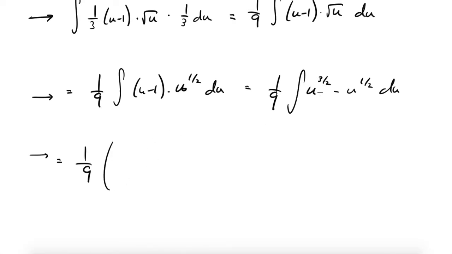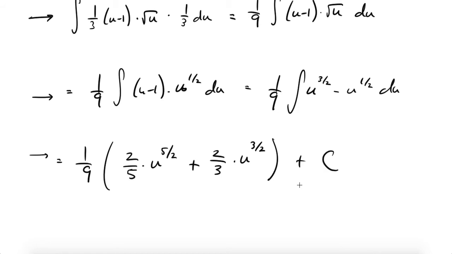When I anti-differentiate this, remember I add 1 and then divide by the new power. So if I add 1, I'll get 5/2, and then if I divide by 5/2, that's like multiplying by 2/5. And then similarly here, if I add 1, I get 3/2, and if I divide by 3/2, that's the same as multiplying by 2/3. And then of course I have to add my constant of integration because this is an indefinite integral, meaning I did not have upper and lower limits. There's nothing in these types of spots.